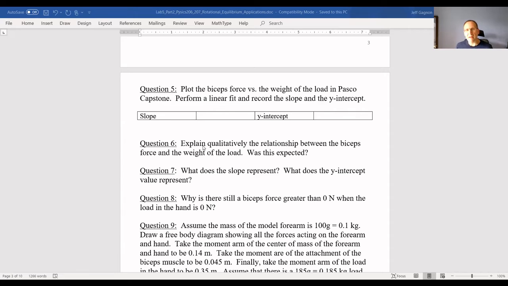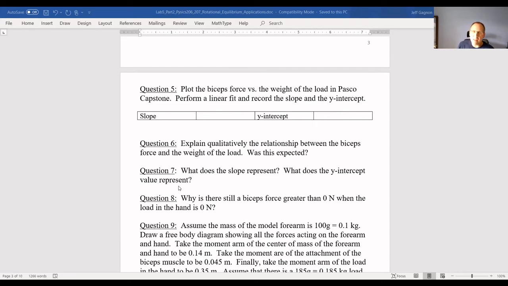Okay, based on your graph, just by looking at your graph, explain qualitatively the relationship between the biceps force and the weight of the load. Like as the weight of the load increased, what happened to the biceps force? Right. And we already know, since I'm asking you to do a linear fit, it's going to be linearly related, but is it increasing? Is it decreasing? Is it staying the same? So as the weight of the load increased, what happens to the biceps force?